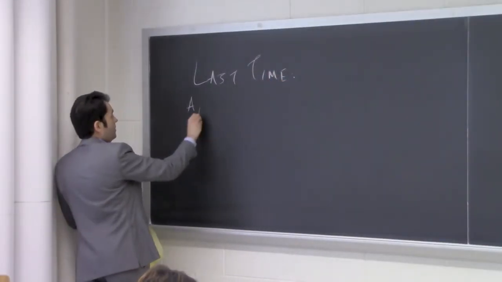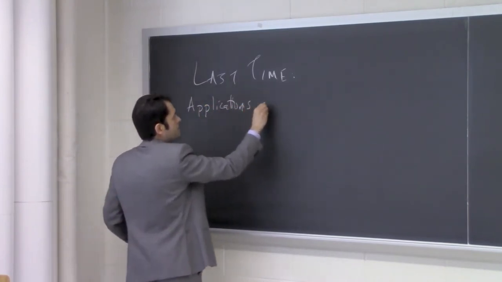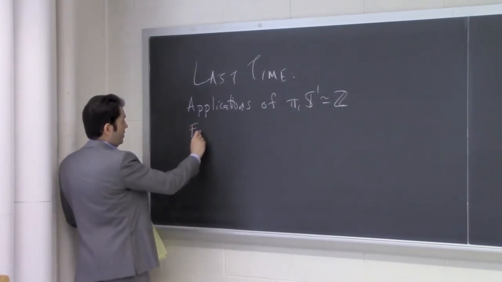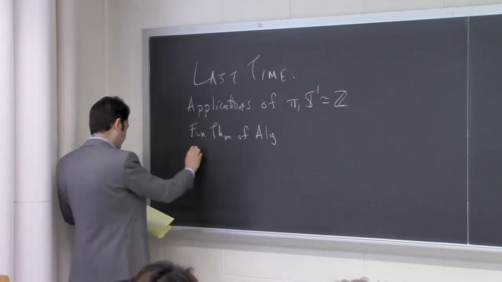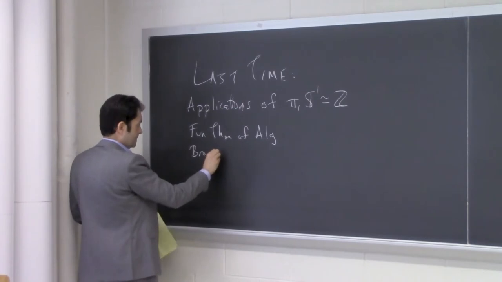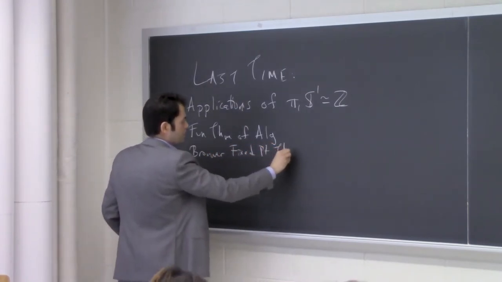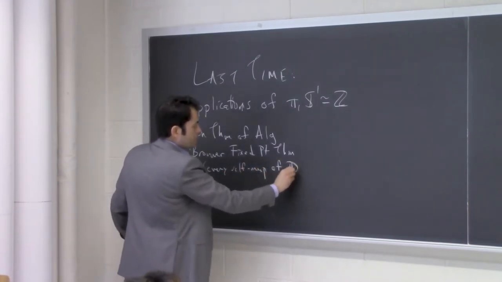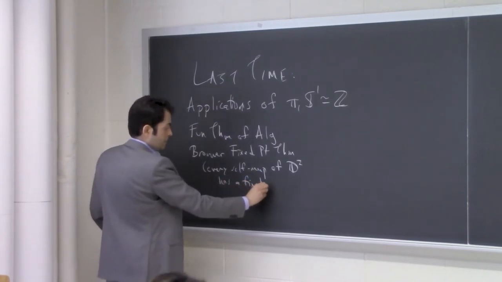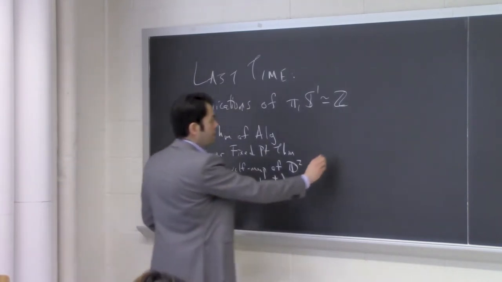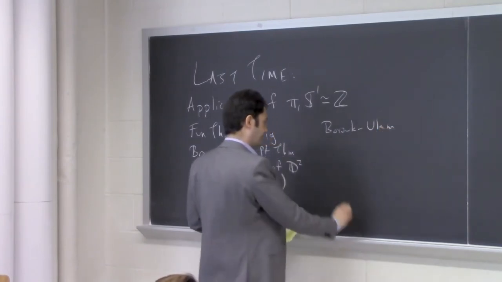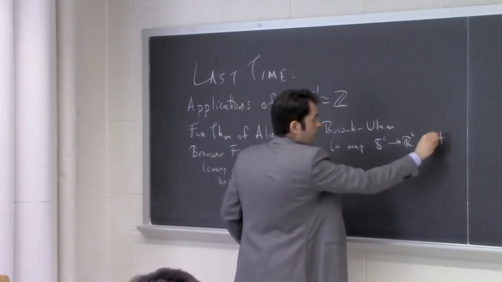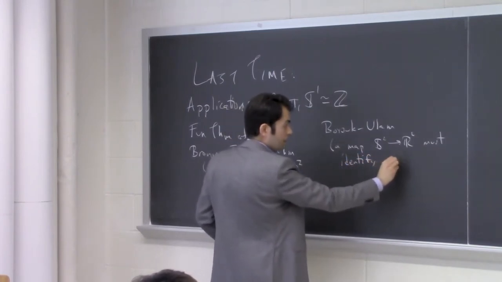Last time, we talked about applications of the computation of the fundamental group of S1. So we had the fundamental theorem of algebra, we had the Brouwer fixed point theorem, which says that every self-map of D2 has a fixed point. And then we did Borsuk-Ulam, which says that any map from S2 to R2 must identify an antipodal pair of points.